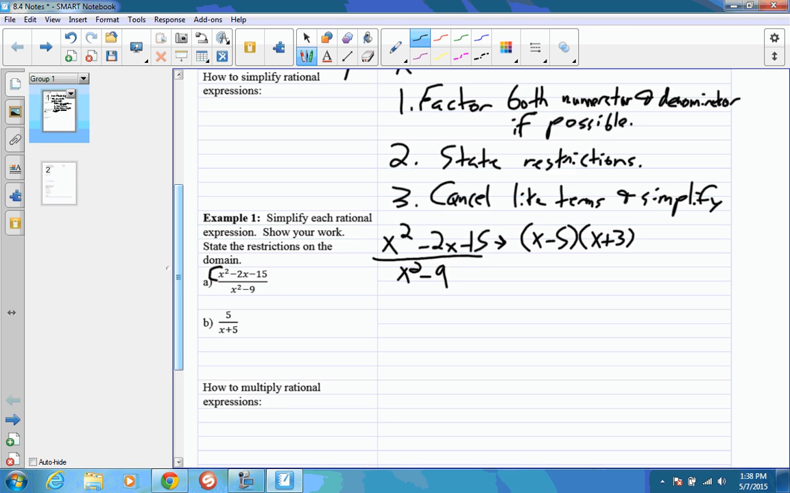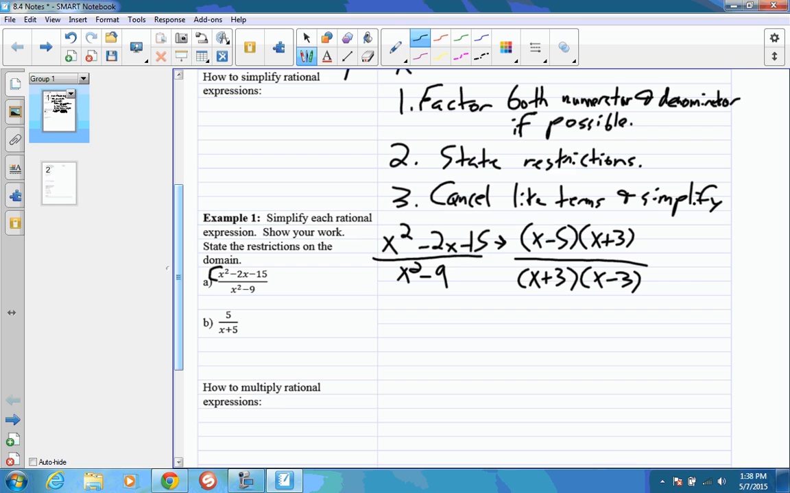Is x squared a perfect square? Yes. Is 9 a perfect square? Yes. What's the square root of 9? 3. So this is a difference of squares, and my pattern for difference of squares is x plus 3, x minus 3. So are we done with step 1? Yes. Awesome. What's step 2? State restrictions. So what values can't I have? Because if I plug in those values, I'll get a 0 on the bottom.